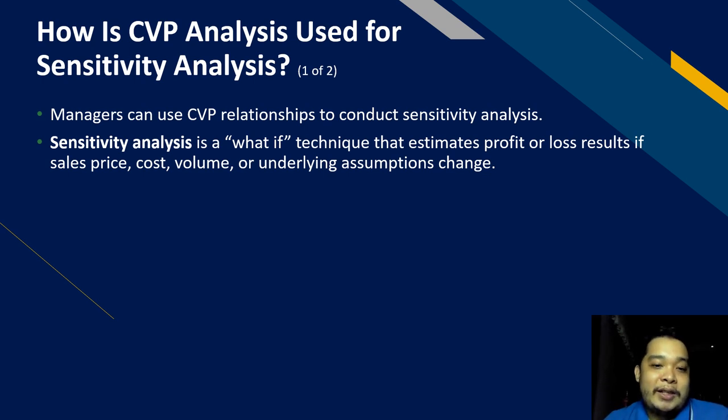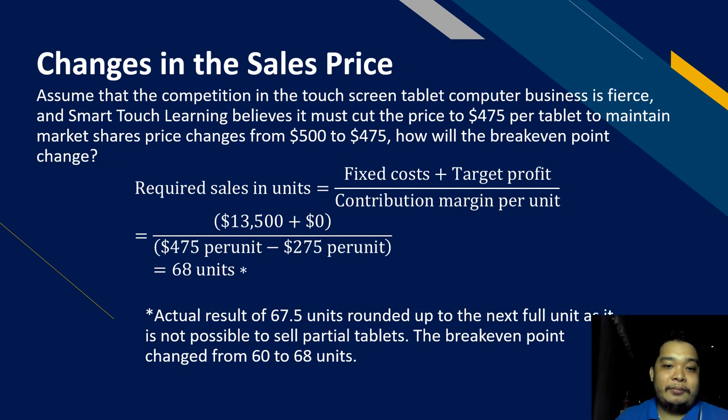Okay. So a sensitivity analysis is a what-if technique that estimates profit or loss if sales price, cost, volume, or other underlying assumptions change. Let's look at an example. So here, let's situate an example wherein a company needs to change its sales price. We are in a pandemic right now, so the demand for touch screen tablets is very high, right? The market is very competitive because of that. And therefore, the company believes that it must be able to match its competitors with respect to pricing. So they are saying that they must cut the price from 500 to 475 per tablet. Okay. The question is, how will this impact the break-even point?